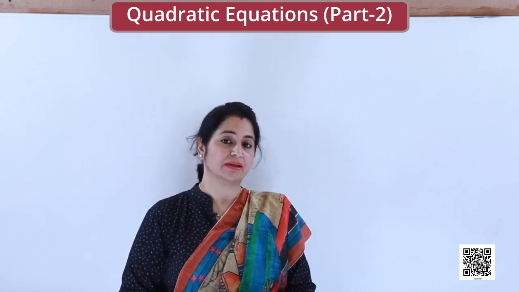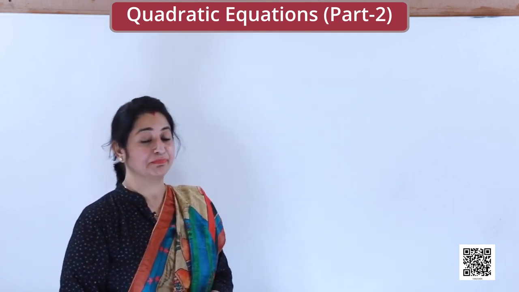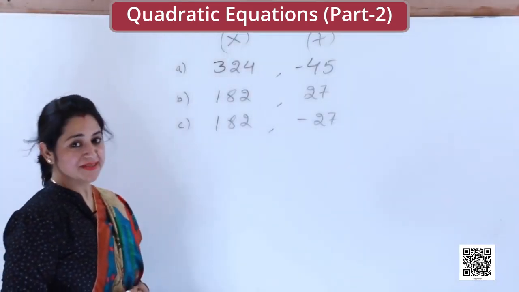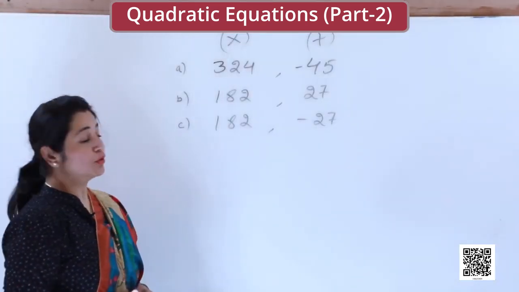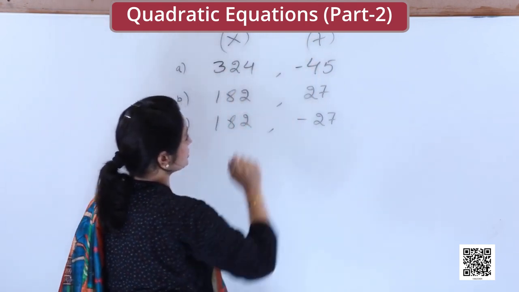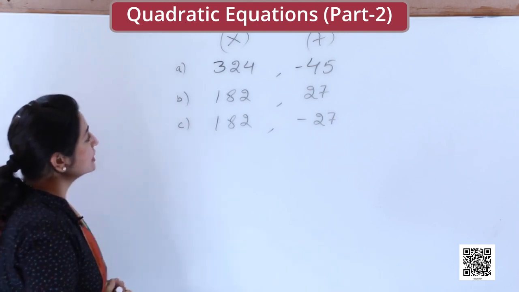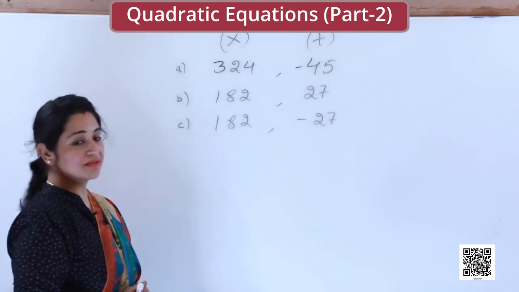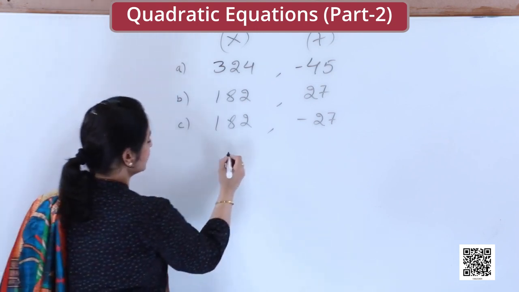But before that, let's solve some questions here. Let me also know how much practice you have done. So here we have some numbers and we need to find two such numbers whose product is this and whose addition or subtraction is this. So first is 324. Now how can we do that? First we will have to factorize it. We need to find the prime factors of 324.